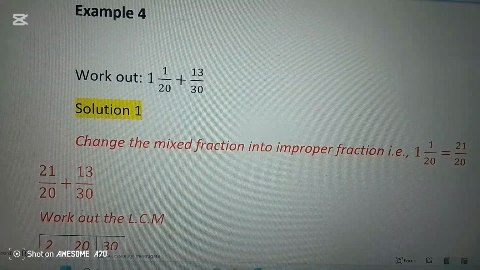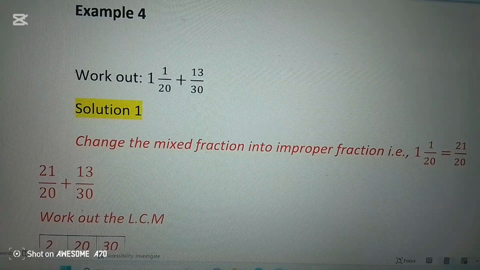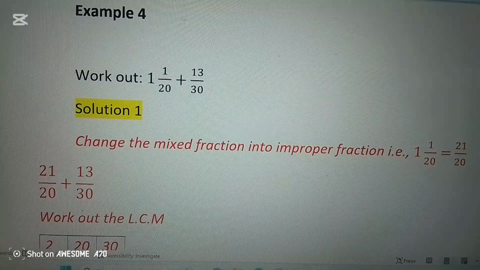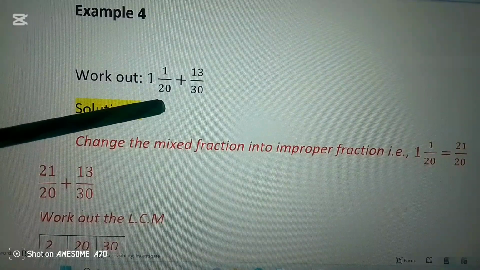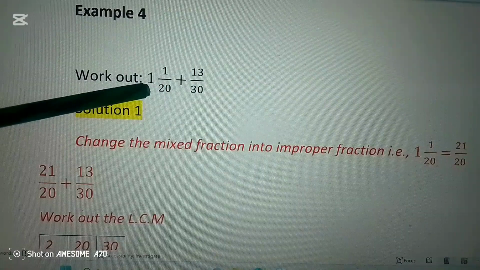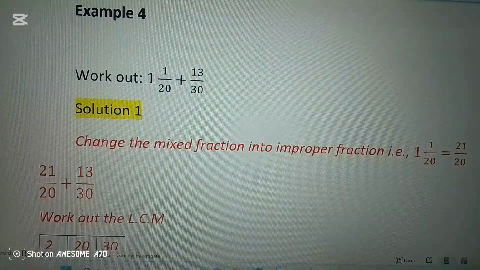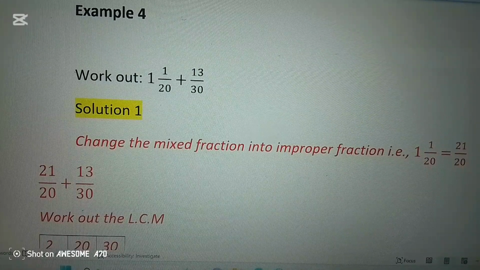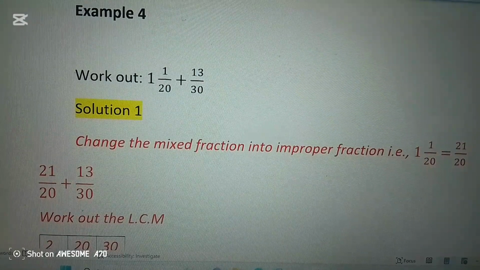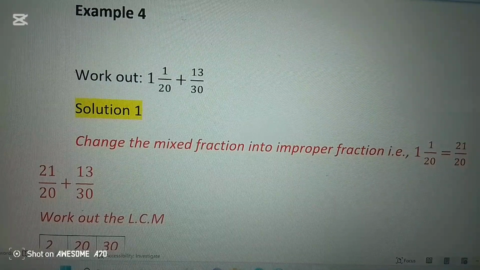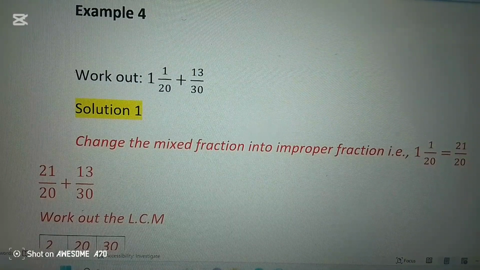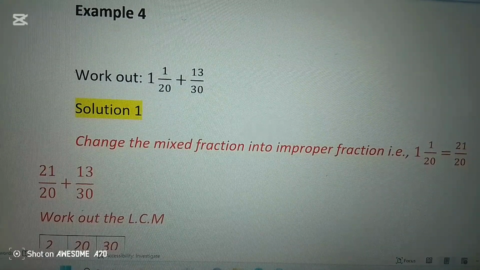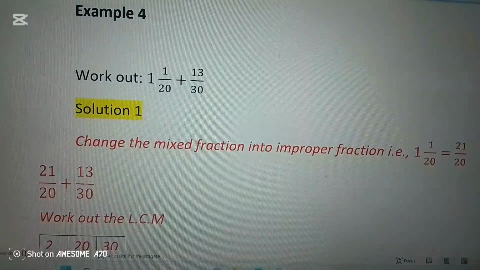A mixed fraction is a fraction that contains a whole number and a fraction. For example, we have 1 whole number and 1 over 20. That one is known as a mixed fraction. An improper fraction is a fraction that contains a larger number on the top and a smaller number at the bottom, a larger number on the numerator and a smaller number at the denominator. It's like an elephant being carried by a rabbit.